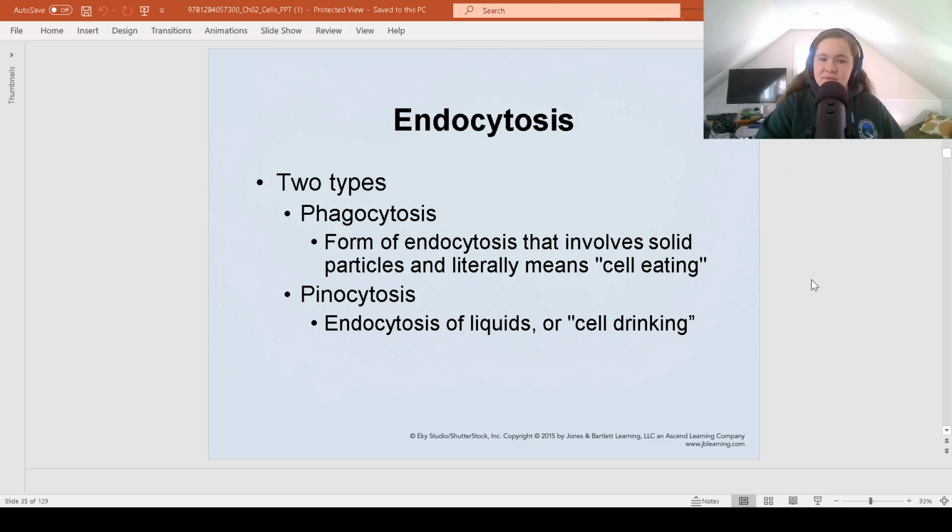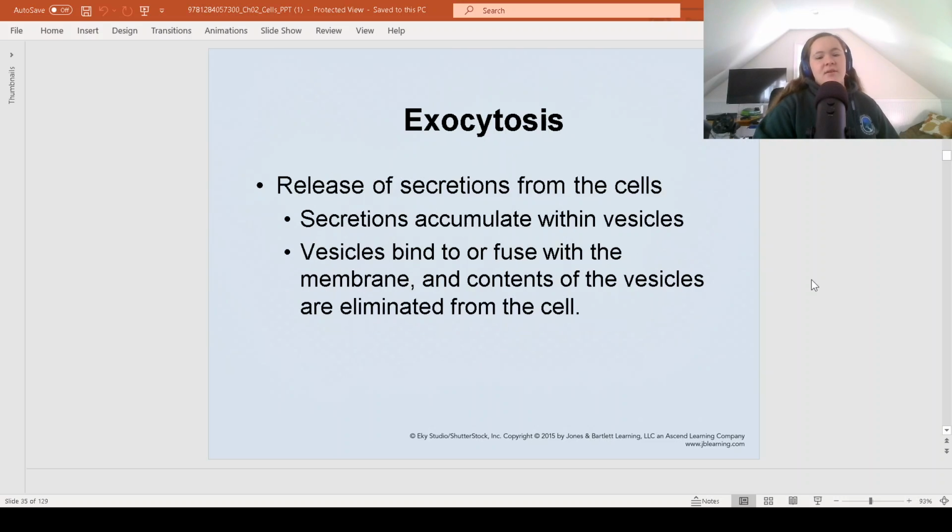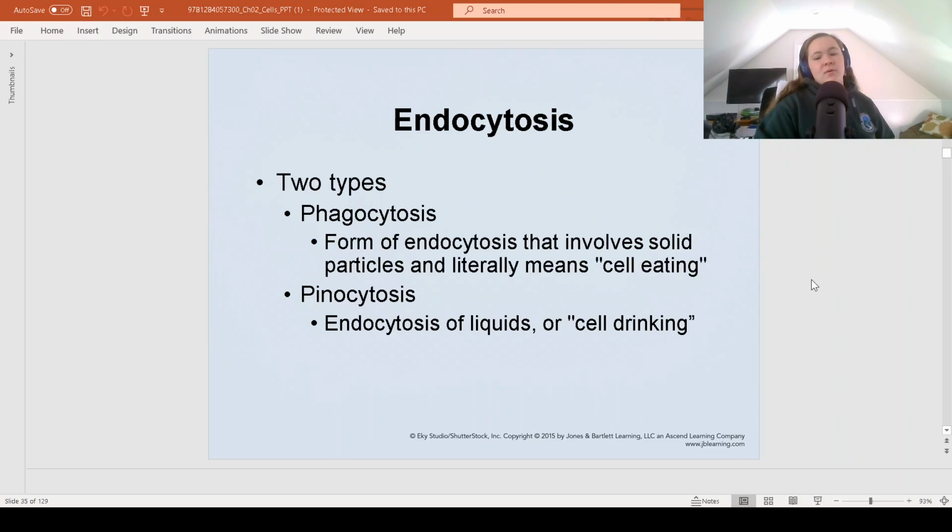In endocytosis, there are two types: phagocytosis and pinocytosis. Phagocytosis is the form of endocytosis that involves solid particles and literally means cell eating. Pinocytosis is endocytosis of liquids, or cell drinking.